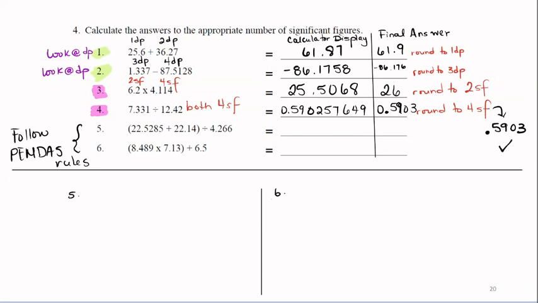So in problem 5, we have an operation inside of parentheses, and then we have one outside of the parentheses. So let me just rewrite the problem, which I'm just going to copy and paste by the magic of having an iPad. With this, I need to give a mental note and tell myself, okay, according to PEMDAS rules, the first thing that I'm going to do is the parentheses. So I'm going to take those numbers and I'm going to add them. 25.5 plus 22.14.